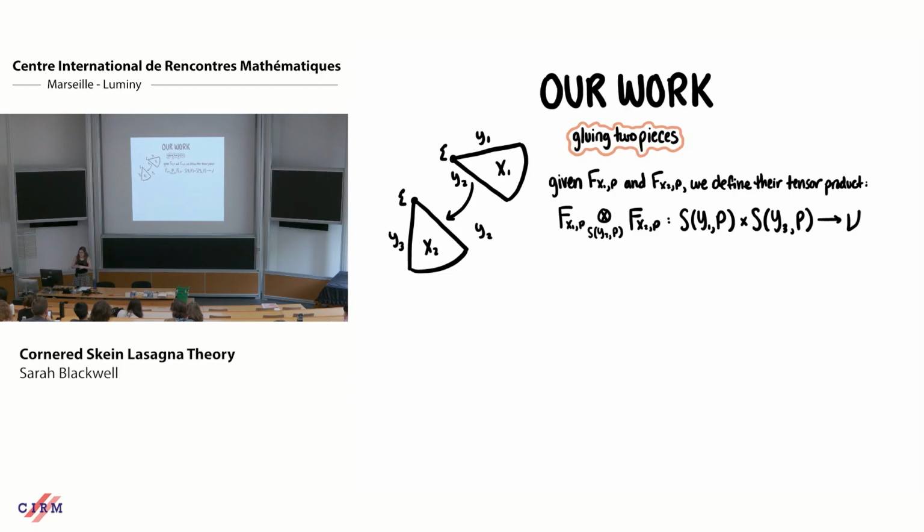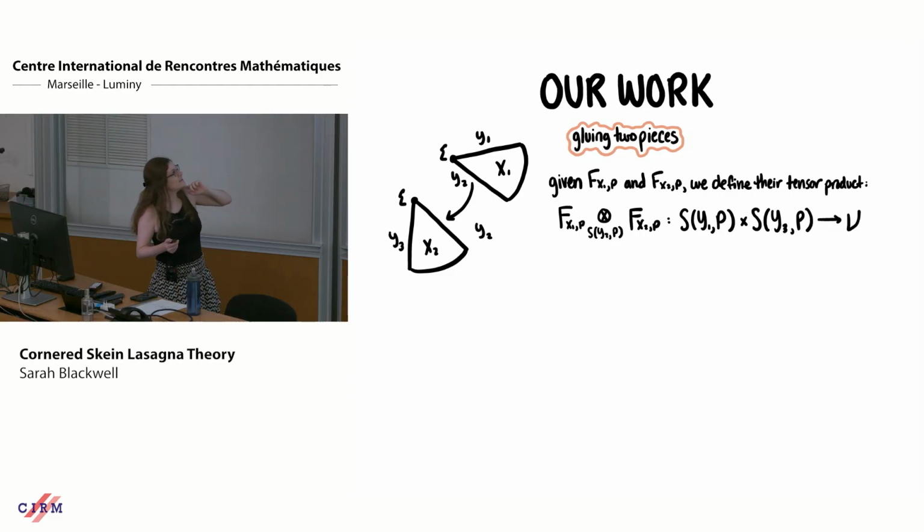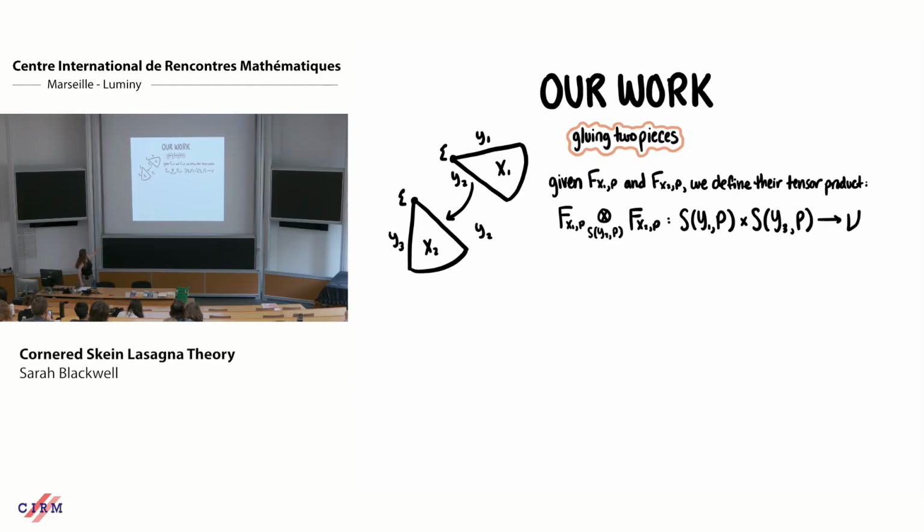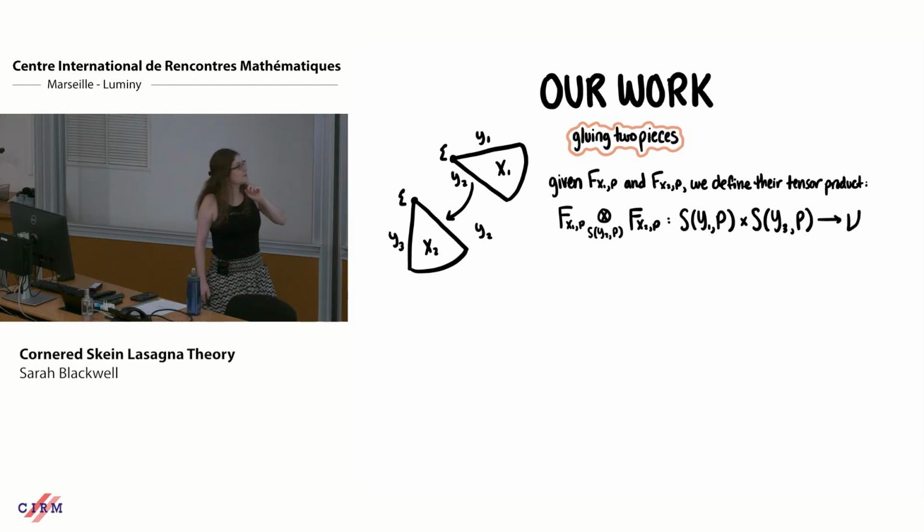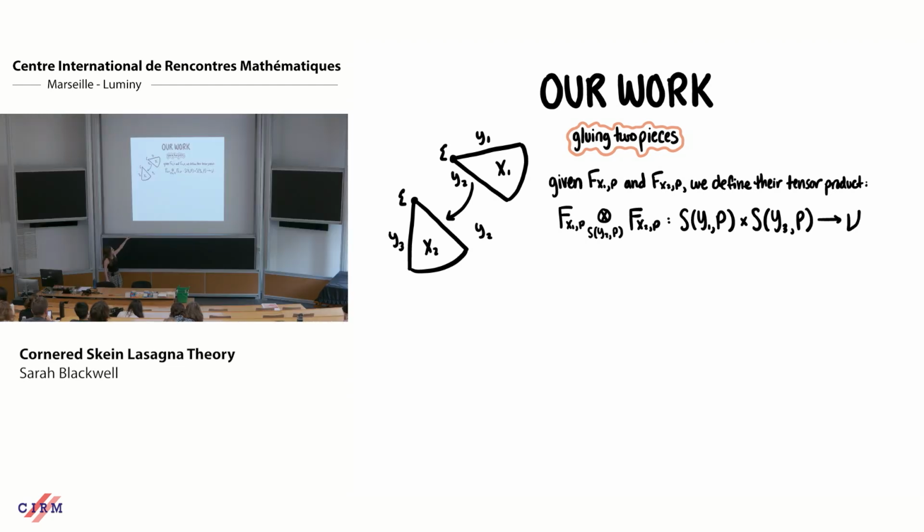So in order to state this, we define this tensor product. I have this cornered invariant, which is this bifunctor associated to each piece, F_X1, F_X2. And I'm going to define what it means to take the tensor product of these things. The tensor product is happening over the 3-manifold category of Y2. And this maps from the 3-manifold category associated to Y1 cross the 3-manifold category associated to Y2 to V, this category of Z modules.